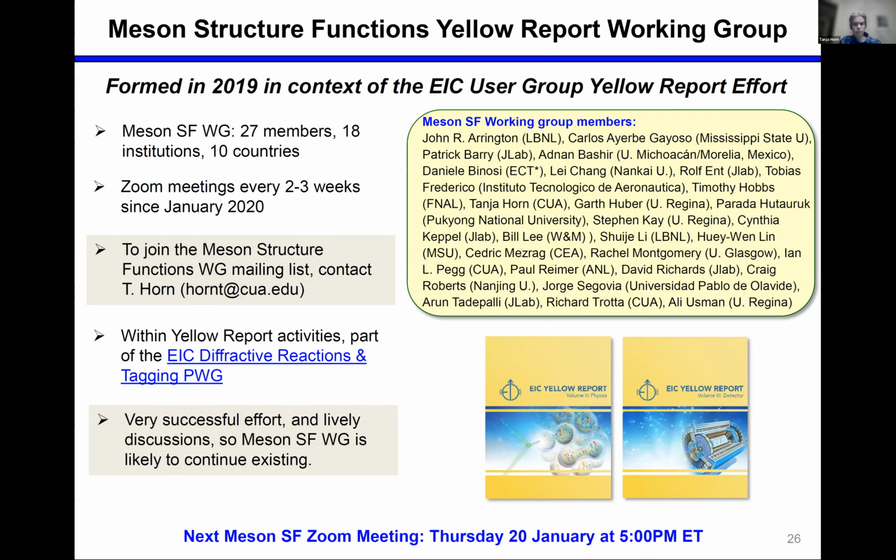So you see here some information about that. At the moment, these are the current members of the working group. It also includes members, of course, from Berkeley. So we have about 27 members at the moment. There are sometimes students joining and leaving, of course. We have 18 different institutions, 10 countries. We meet every 2 to 3 weeks, and that's been going on for almost 2 years now.